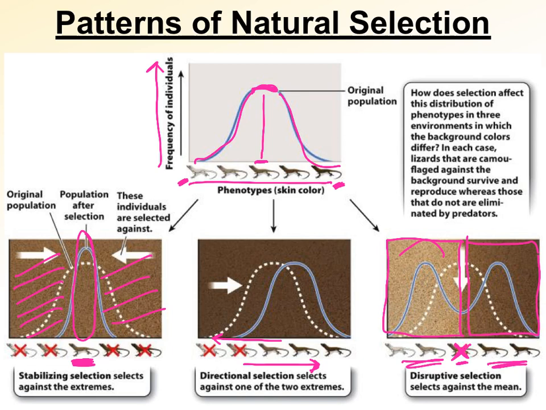And then you would end up with two populations, one on the light, one on the dark, that had their own bell-shaped curves. So again, different ways you can have natural selection, and we're going to look at a video in a moment that specifically relates to this example of animals and their fur color.